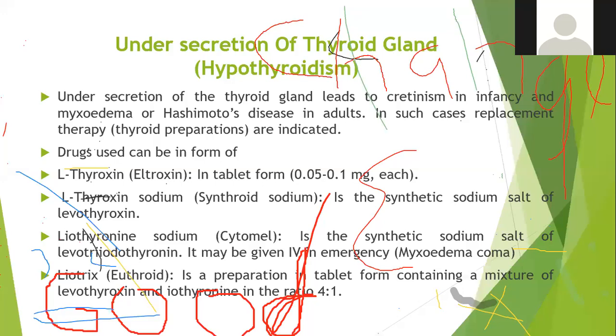And we can have Lotech. It's an example of a thyroid agent which is used in hypothyroidism, and it usually comes in a mixture of levothyroxine and liothyronine. It comes in a 4:1 ratio.